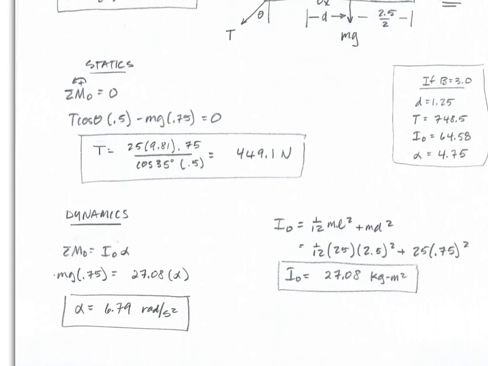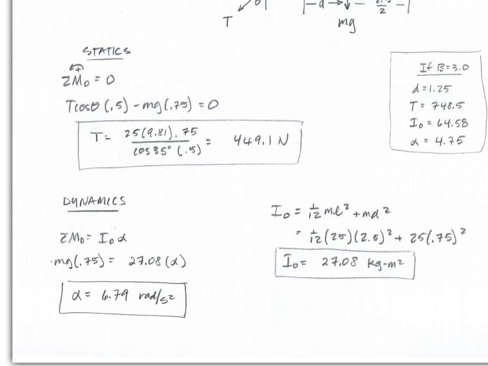All right, and then the dynamics part is finding the angular acceleration. We'll use the sum of the moments about O as I_O alpha. We'll find I_O using the parallel axis theorem, so it's modeled as a thin rod of 1/12 ml squared. We're going to move it using the parallel axis theorem the distance d, which was that distance of 0.75. We find I_O, plug that into our moment equation, and find alpha is equal to 6.79. If you had the version of the problem where b is equal to 3, then you get slightly different answers for all of those pieces, and that's what they've got.